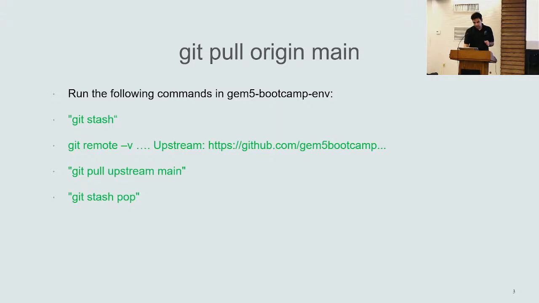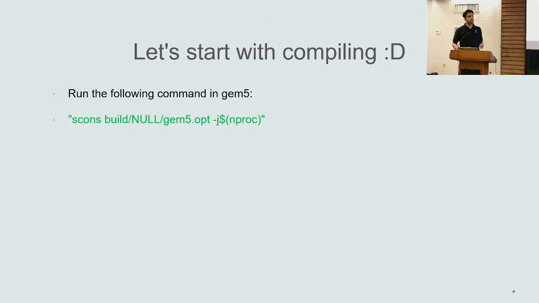Okay. So, I guess Jason took care of this. But before we do anything, I want you all to run this command in green inside the gem5 directory. We're going to build gem5 for the null ISA, which is basically no ISA. And we're going to build our work on top of this. So I want everyone to run this on their codespace right now.